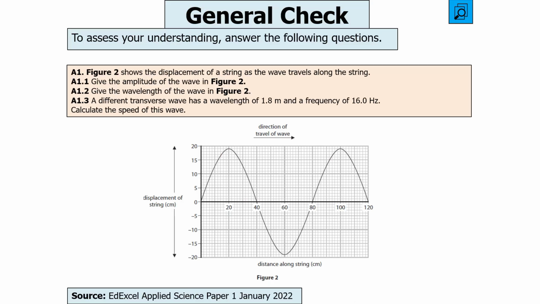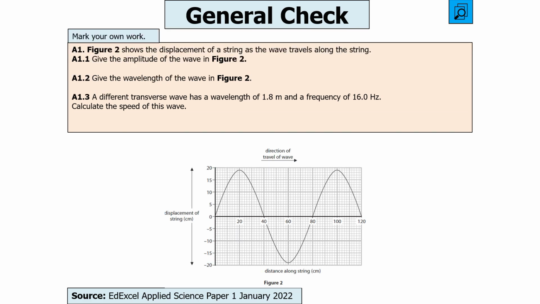So in this first question, which will start with the general check questions, is looking at the following. Figure 2 below shows the displacement of a string as the wave travels along the string. Now firstly, from looking at figure 2, give the amplitude of the wave, then secondly, give the wavelength of the wave, and then thirdly, a different transverse wave has a wavelength of 1.8 meters and a frequency of 16 Hz. From this information, calculate the speed of this wave. So pause the video now, then unpause the video when you want to go through your answer.